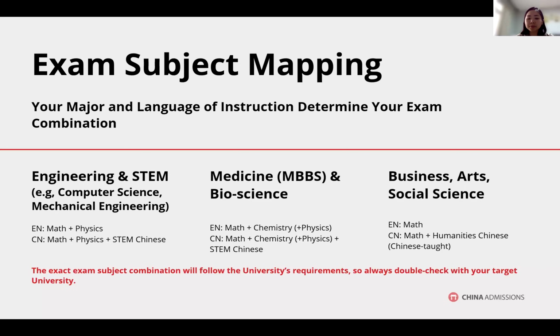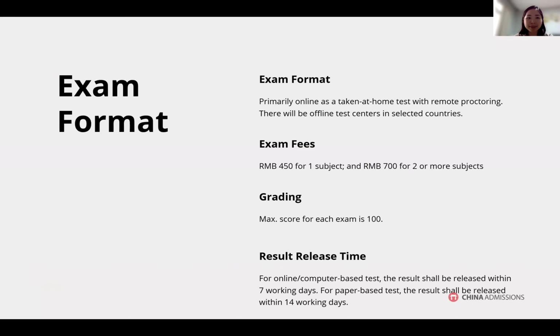Say, if you're applying at Zhejiang University MBBS program, you are required to take math and chemistry. However, if you're applying to Fudan University MBBS program, you are required to take math and chemistry and physics. So it can be different like that depending on the requirements of the university. So always double check the exam subject combinations according to the university requirements.